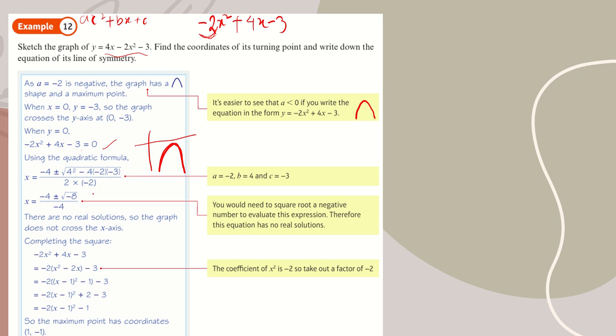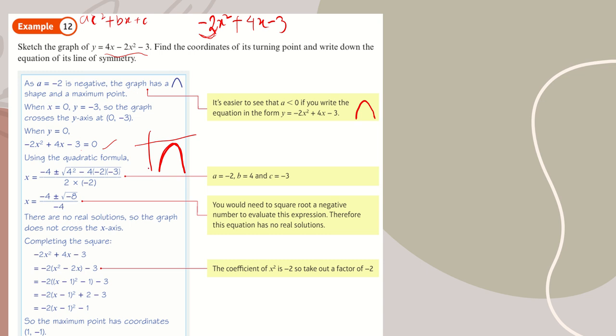You have learned the quadratic formula already. If we use the quadratic formula and put it in your calculator, you will see that you get a square root of a negative number. Whenever you have a square root of a negative number, you will never get a real value. So in that case, you have to understand that the graph will not cut the x-axis. If the graph does not cut the x-axis, it will look like this.